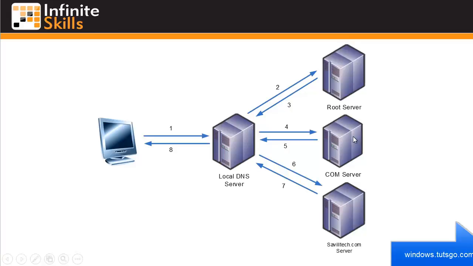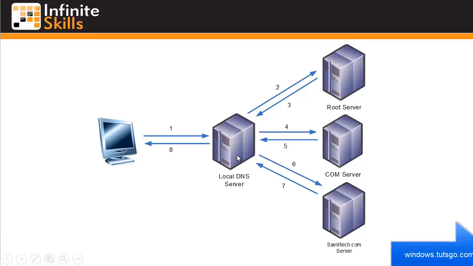I then make another request for www.saviltech.com to those servers. Again, it has no idea about www.saviltech.com, but it knows who the DNS server is for saviltech.com. So it sends me a referral for saviltech.com, the IP address of the DNS servers for saviltech.com. I then go and resend that query for www.saviltech.com to the Saviltech servers, and then I get my response.